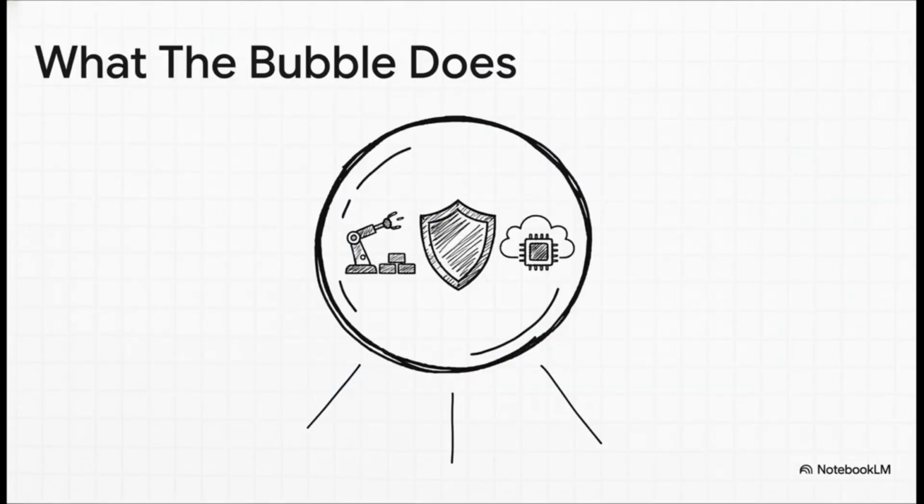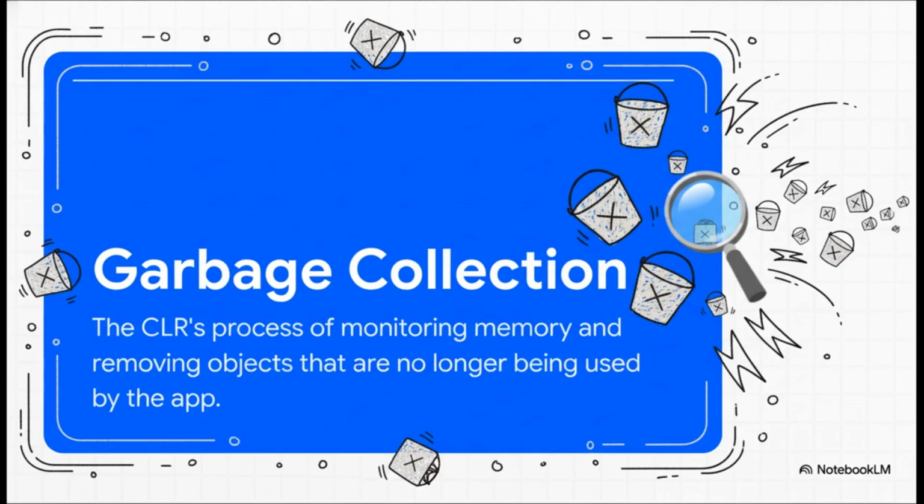So what is this bubble actually doing for us? Well, it's handling 3 huge tasks. First, it manages all the memory, so you don't have to. Second, it's like a security guard, keeping malicious code from wreaking havoc. And third, it abstracts away all the nitty-gritty details of the hardware, letting you focus on what you really care about, your app's logic. Let's just zoom in on that first point, memory management.